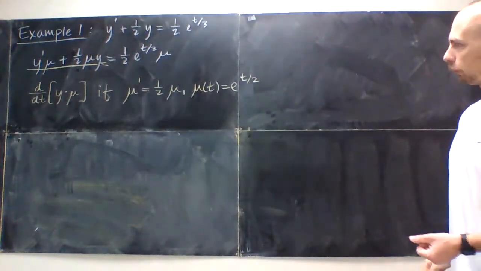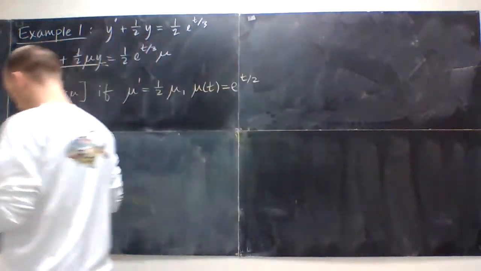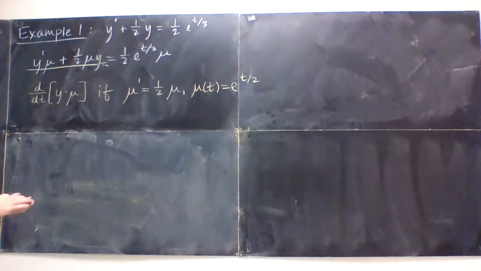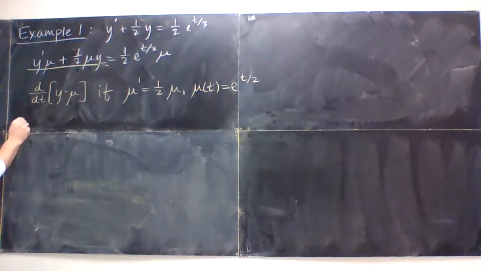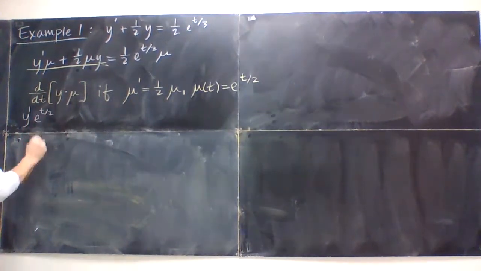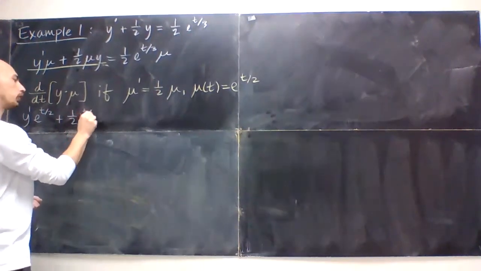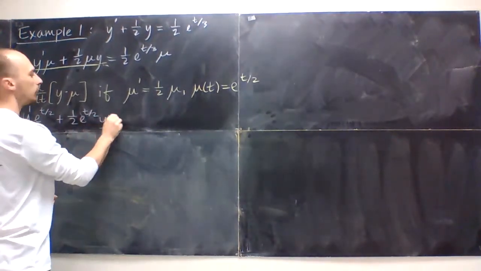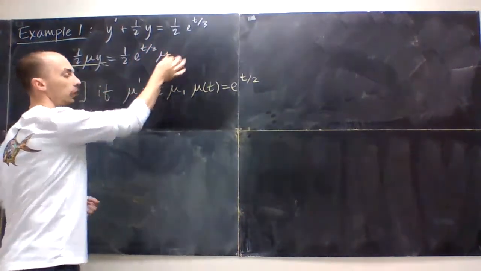Okay. So this could be good, right? Maybe just to be really explicit in this example, I'll go in and rewrite mu of t as e to the t over 2. I think that would be good. All right, so y prime e to the t over 2 plus 1/2 e to the t over 2 y equals 1/2 e to the t over 3 e to the t over 2.